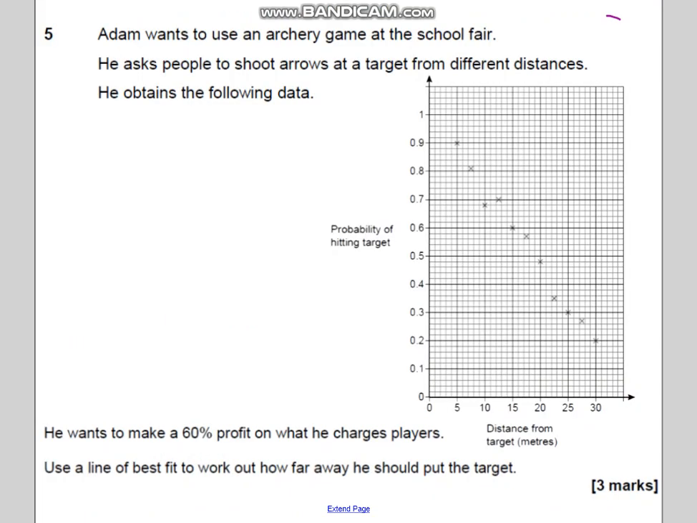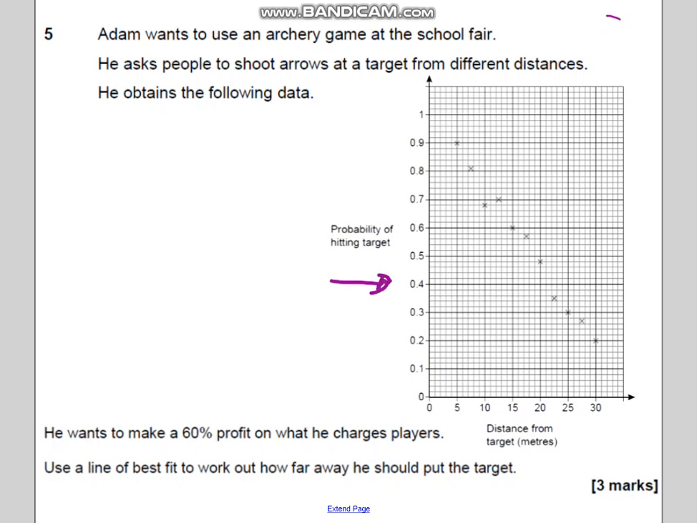Okay, on to question 5. We're now looking at the archery game at the school fair. He wants people to shoot arrows at different distances and gets this data. He wants to make a 60% profit, which means he wants people to miss the target 60% of the time. So that's going to be here at 40%.